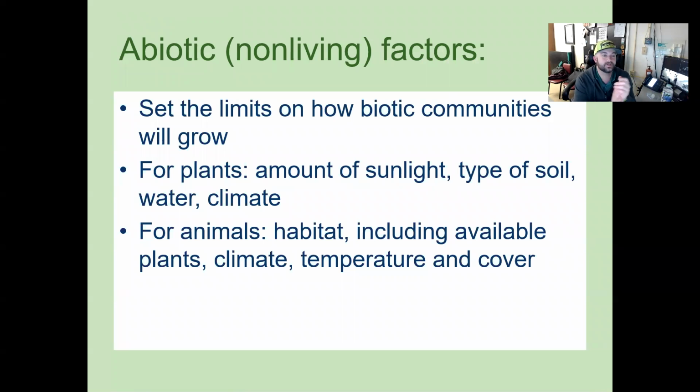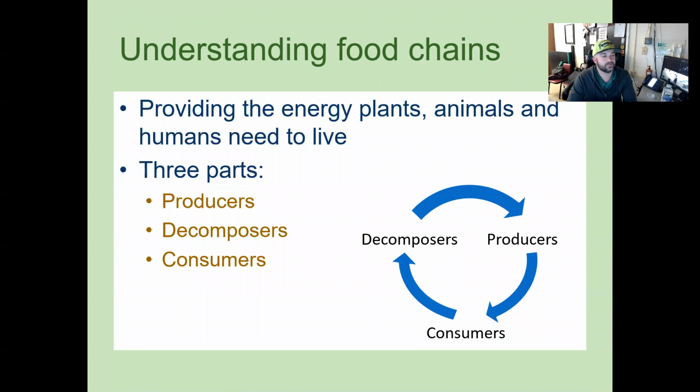Some abiotic non-living factors set the limits on how biotic communities will grow. For plants, that's the amount of sunlight, type of soil, water, and climate. For animals, it's habitat, including available plants, climate, temperature, and cover. Understanding food chains provides the energy plants, animals, and humans need to live. There are three parts: producers, decomposers, and consumers. They all work in that circle of life motion: decomposers, producers, consumers, over and over again.